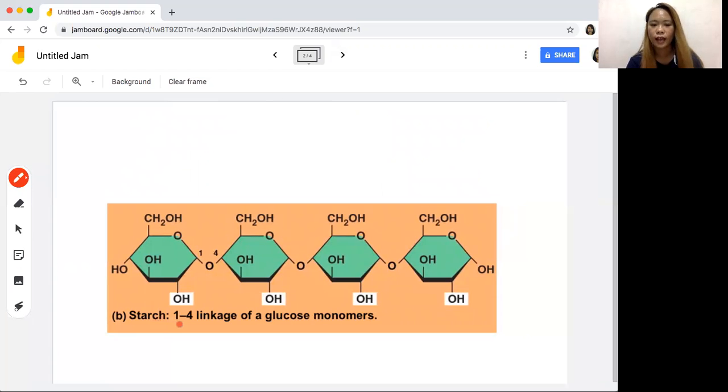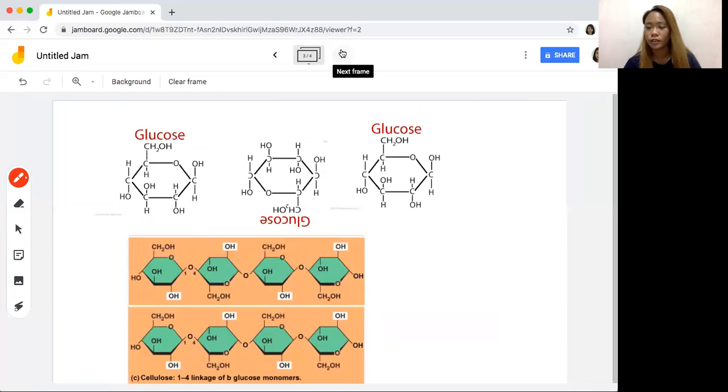Let's apply this to your starch. Your starch is actually formed by an alpha 1,4 linkage. So this is your carbon 1 and this is your carbon 4. Therefore, the glycosidic bond is formed between 1 and 4, and it is facing down. Okay? And then this is another carbon 1 and carbon 4, so another glycosidic bond here. And this is another carbon 1 and carbon 4, so another glycosidic bond here. So in your starch, all of the glycosidic bonds are facing downward, which is different when it comes to your cellulose.